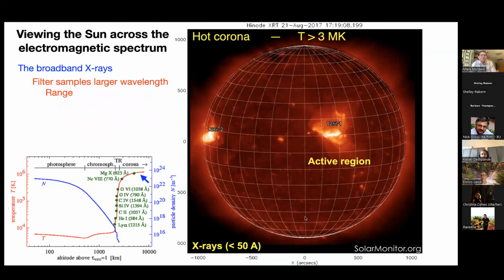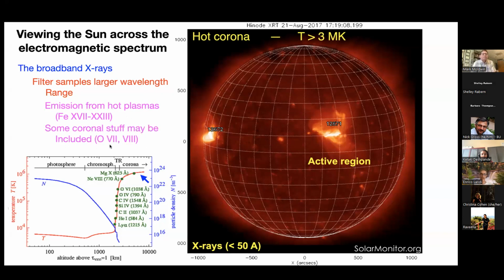Now, the filters for this instrument sample the X-rays, but a much broader wavelength range, so they include a lot of lines. Most importantly, you have mostly emission from hot plasmas, as mentioned, 2 to 3 million degrees, which is what makes the bulk of the active region emission, and they are very, very bright. The fainter emission instead is emitted by coronal ions from oxygen 7 and oxygen 8, 17 to 20 angstroms, which are kind of colder in the temperature of formation. And this is what makes the rest of the emission. And so this is how the sun looks like.